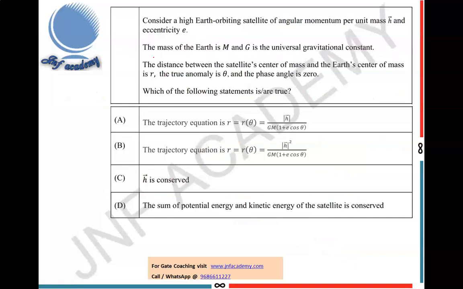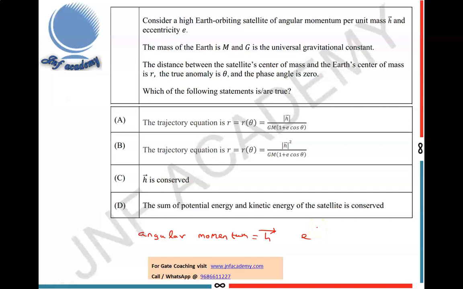Okay. And the next question is from space mechanics. We will see that question also. So consider a high Earth orbiting satellite of angular momentum per unit mass h vector and the eccentricity is E. So they have given the angular momentum, which is denoted as h vector, and eccentricity is E. Okay, good. The mass of the Earth is m, and G is the universal gravitational constant. So that everybody knows. Good.